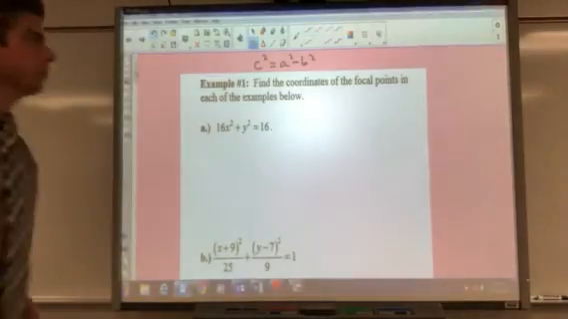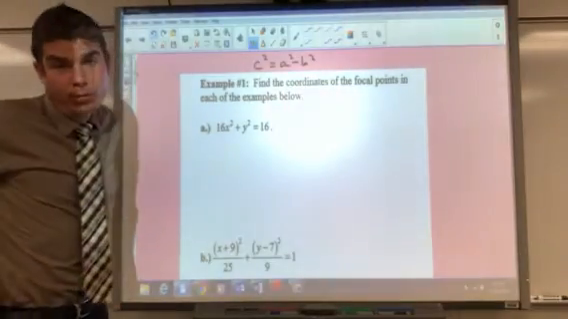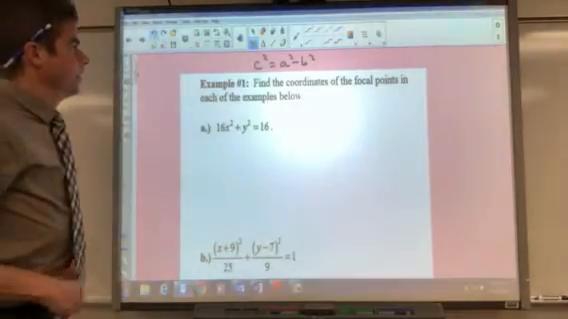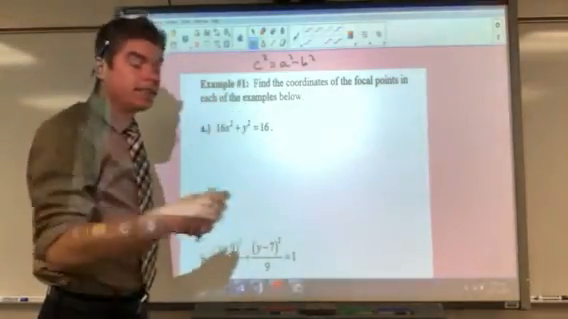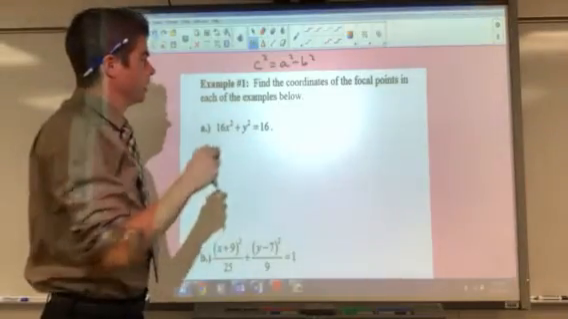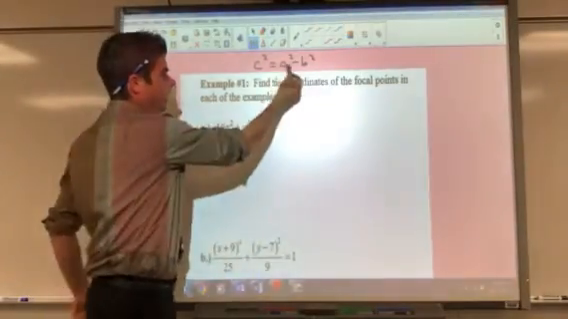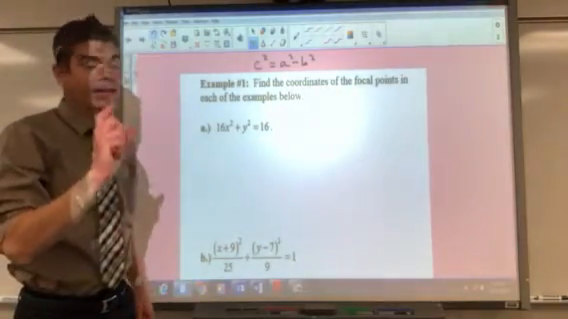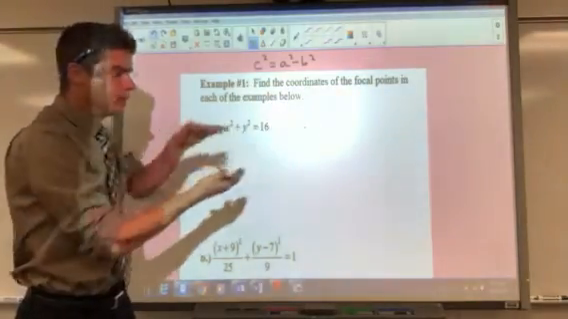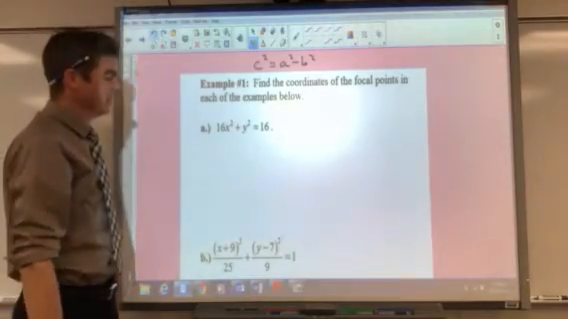Okay, so I want to walk through some examples of finding focal points. And I have up here c squared, where c is the distance from the center of your ellipse to the focus, is equal to a squared minus b squared, where a and b would be the lengths of at least half the major and the minor axes, if 2a is the whole axis and 2b is the whole minor axis.